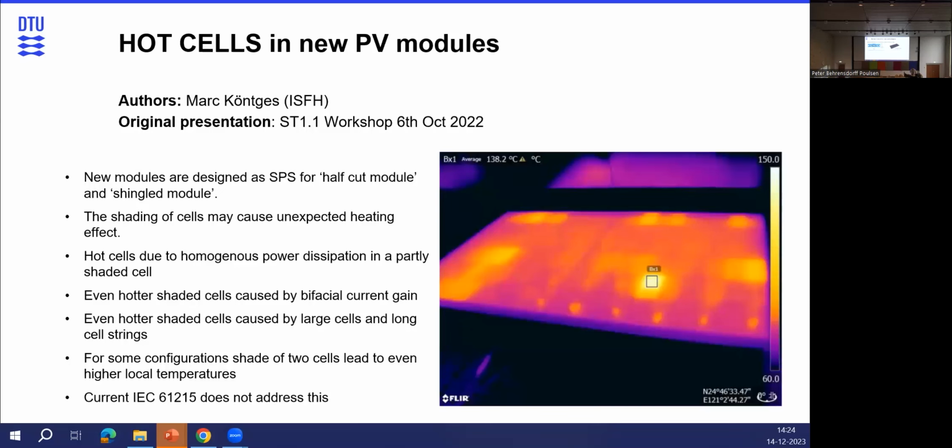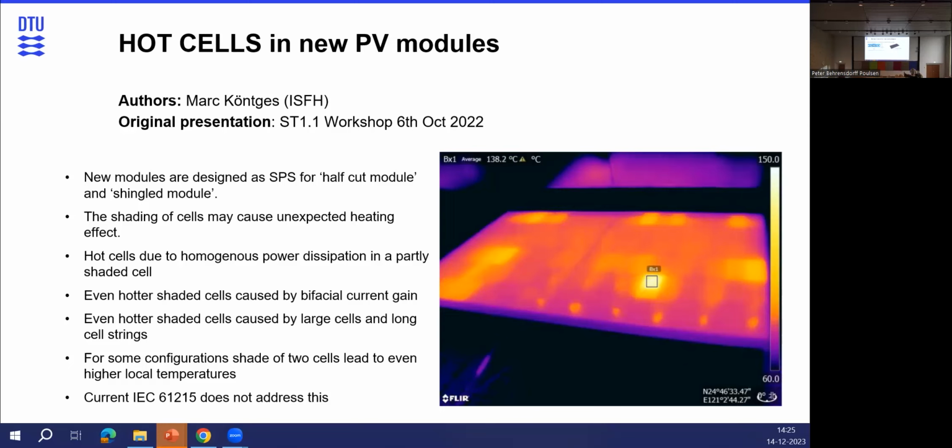The last failure mode I want to talk about is hot cells. This was work done by Mark Kangas from ISHF. And this is for the new module designs with half cells and a series-parallel-series type of connection, where the hotspot tests that we have nowadays are not testing for these new designs or the potential problems that these new designs have that the old series connected designs did not have.